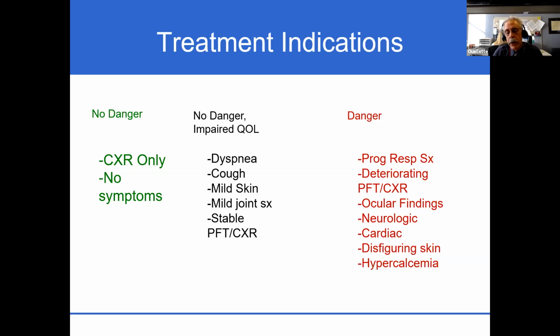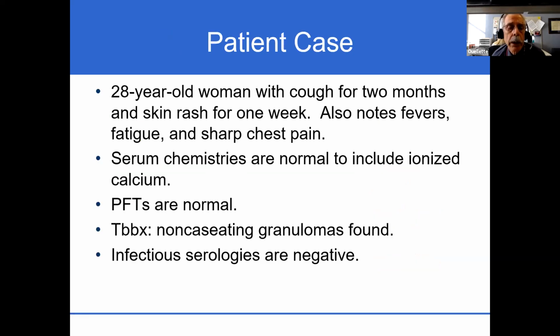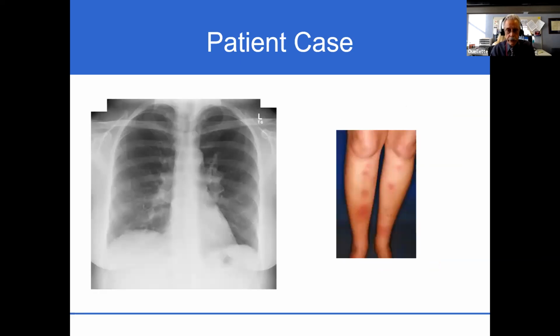We're going to go through a few case scenarios and use this algorithm for describing how you might take care of your patients. So the first patient scenario is a 28-year-old woman who has a cough for 2 months, a skin rash for a week, and has fevers, fatigue, sharp chest pains. Her serum chemistries are normal to include an ionized calcium. PFTs are normal. You've sent her for bronchoscopy and she has non-caseating granulomas, and your infectious serologies for her are negative. Her chest x-ray shows bilateral hilar adenopathy, and her skin examination shows findings consistent with erythema nodosum.